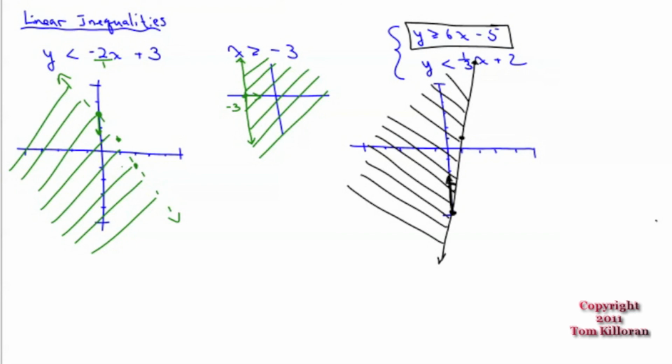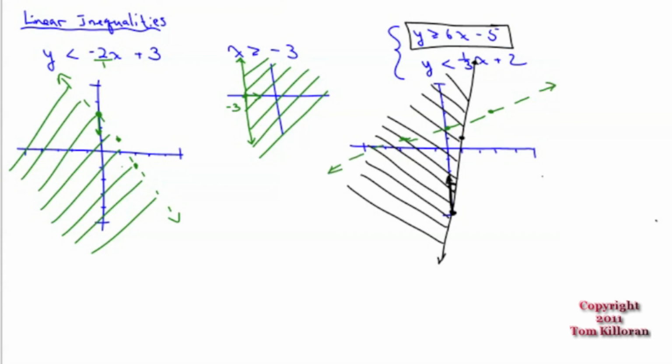Y-intercept? 2, so that'd be right here. And the slope? Up 1 over 3. Or down 1 and left 3. What kind of line? Dotted, so you'd have this dotted line going through here. Oops, I missed it.